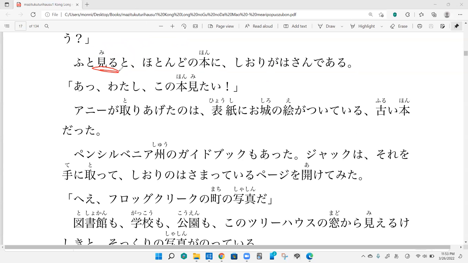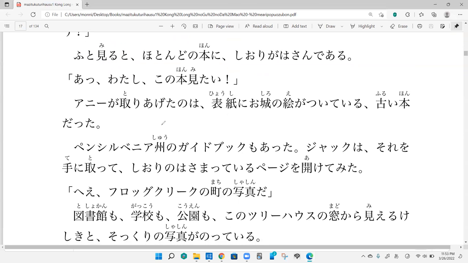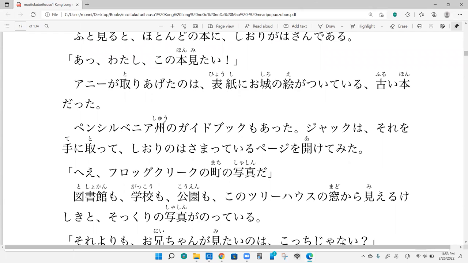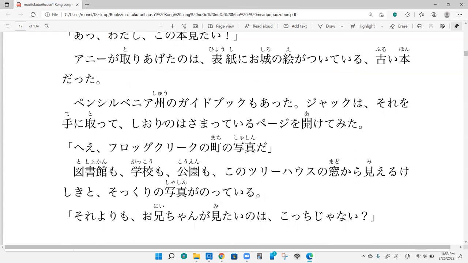Maybe it's like he takes a look and this is what he sees, I guess. But yeah, to is just linking this. It makes the cause and effect relationship. Uwah, watashi, kono hon mitai. Ooh, I really want to read this book.